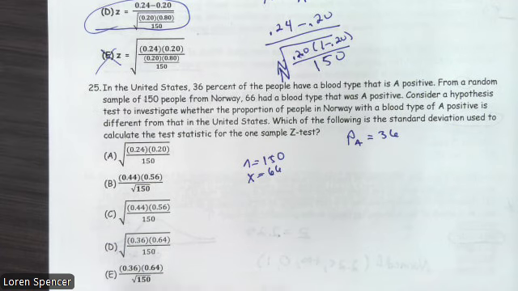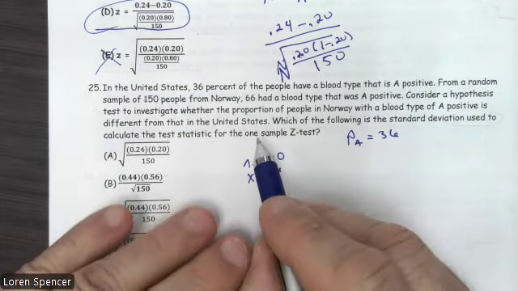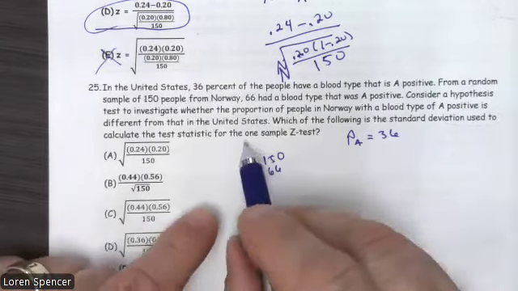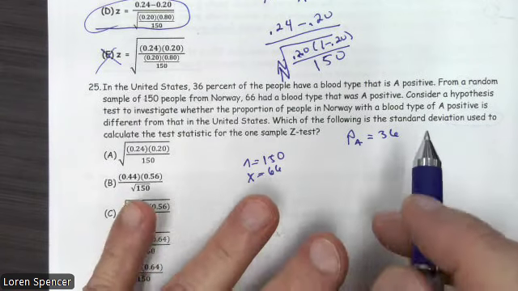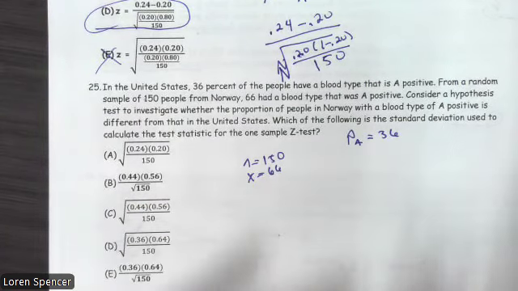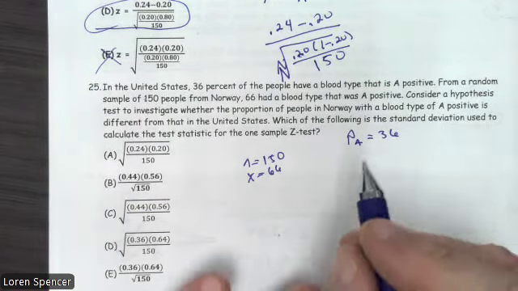Which of the following is the standard deviation used to calculate the test statistic for a one sample z-test? First off, here's why it's a one sample. We only took one sample. We're comparing it to a known value. Some people might think it's two sample, but it's one sample because we only took one sample.